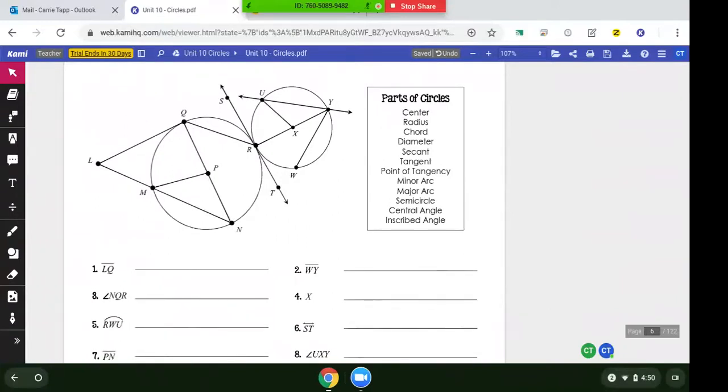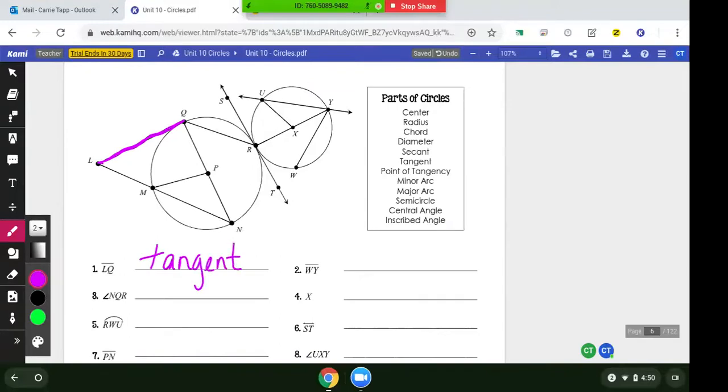So if you look at LQ, so from L to Q here, this one out here, this is going to be a tangent line. It's a line that kind of skims the outside of the circle. It touches the circle in one place. WY is going to be a chord. A chord is a line that touches the circle in 2 spots, but it is not the diameter. It does not go through the circle.